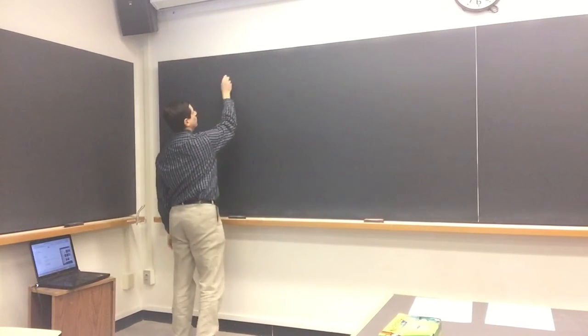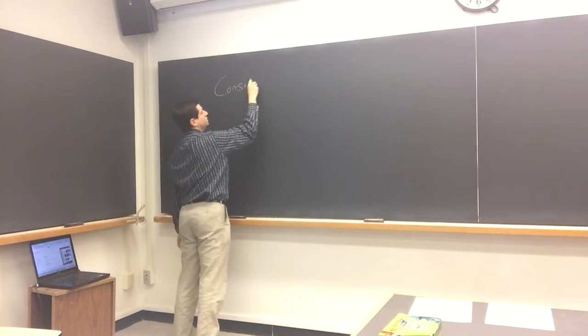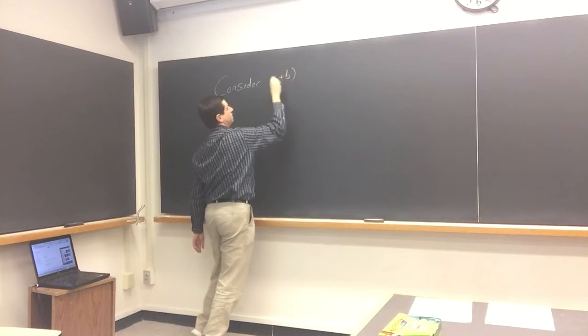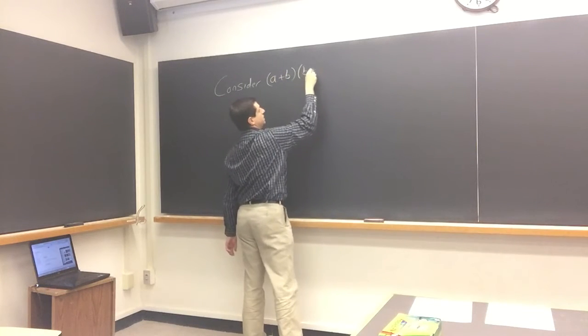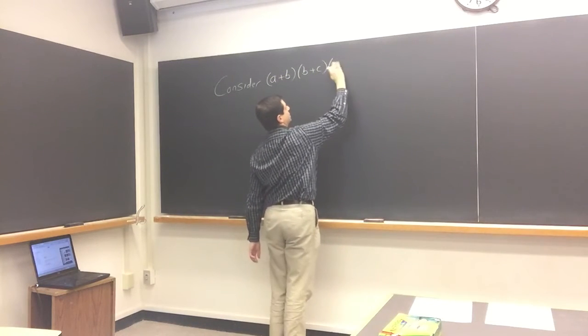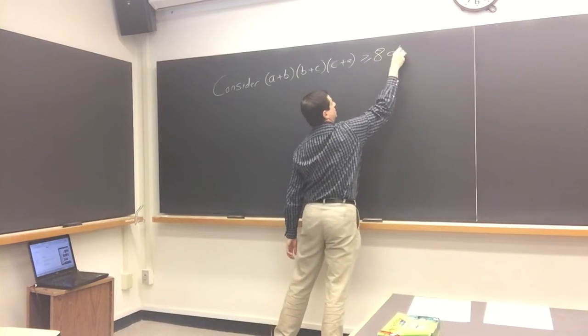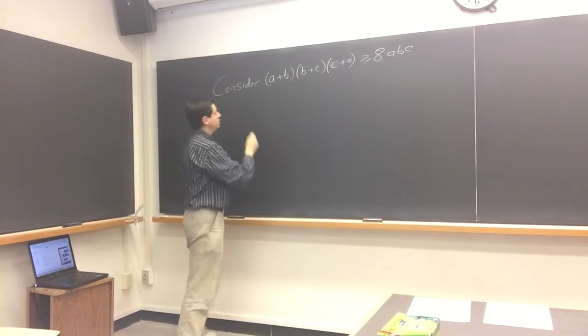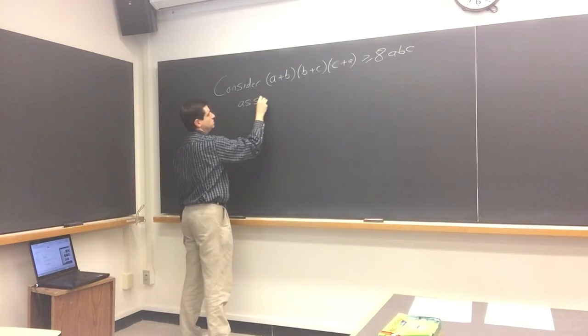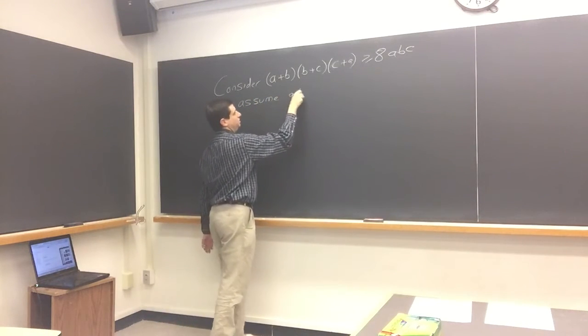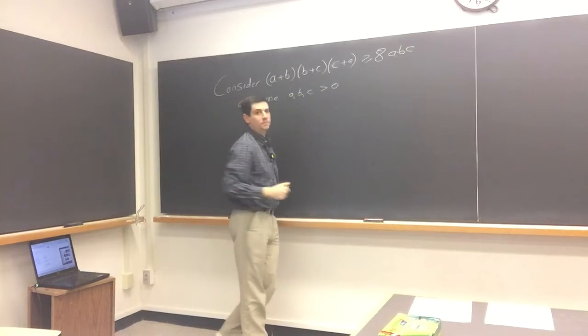So we had before the following. Consider (a plus b)(b plus c)(c plus a) greater than or equal to 8abc. And I think we might have said, assume a, b, and c are greater than 0.